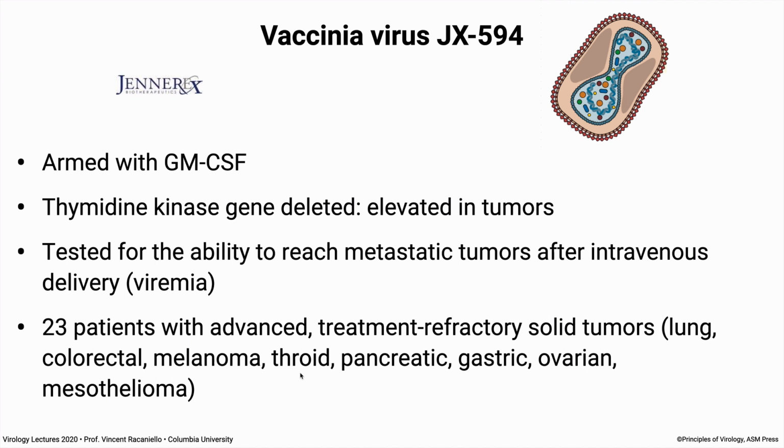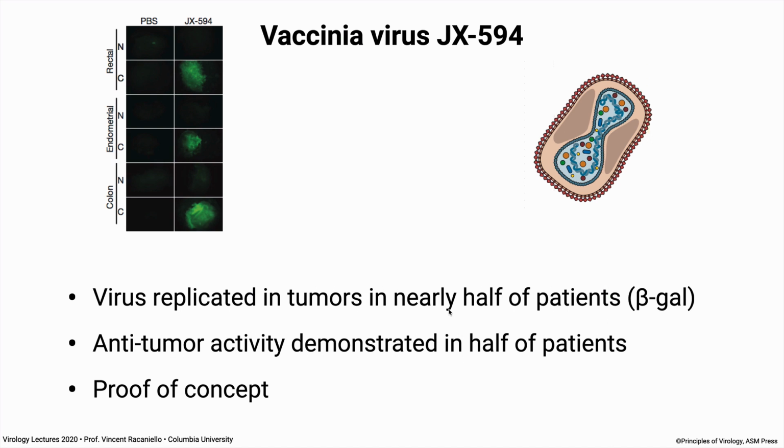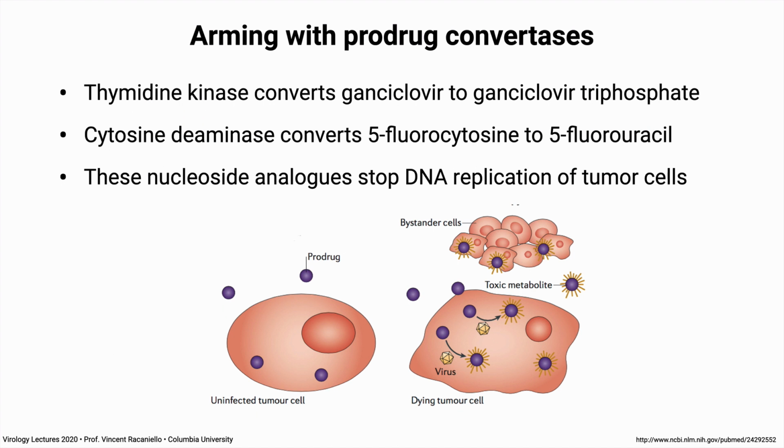So they treated a number of patients with advanced tumors of various sorts, treatment refractory. They didn't respond to anything else. And in half the patients, the virus replicated in tumors after IV inoculation, and they had activity in half of the patients. So in these stains, you can see there's virus in cancer cells, but not normal cells, rectal cancers, endometrial cancers, and colon cancers. So the virus is reaching these cells specifically. So it's a proof of concept that you can deliver virus intravenously and get it to the cells that you want.